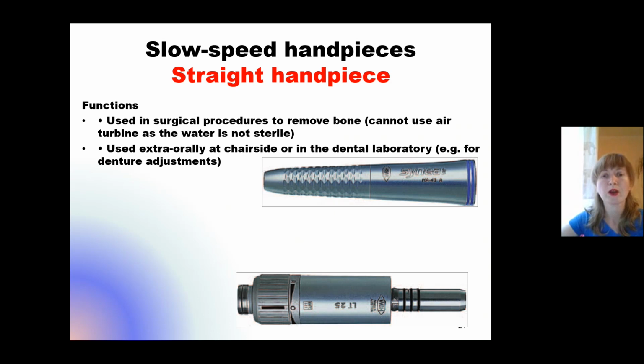Another option where this instrument can be used is extraorally, chairside or in the dental laboratory, for example for denture adjustments. The speed can be up to 40,000 revolutions per minute. So here is the handpiece, and here is the micromotor to which this handpiece is attached.